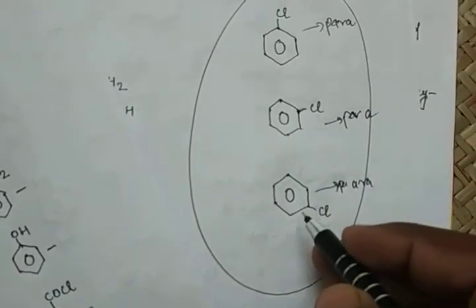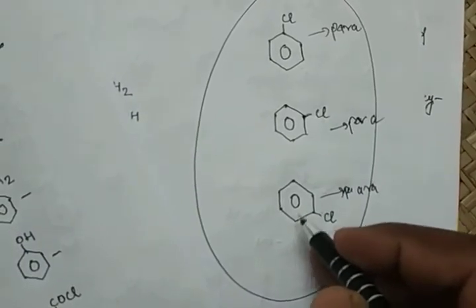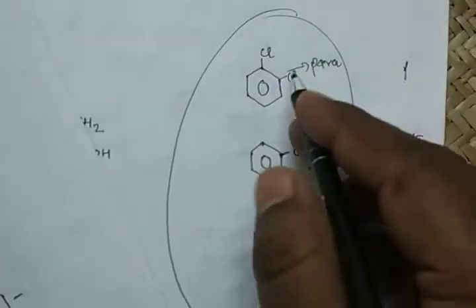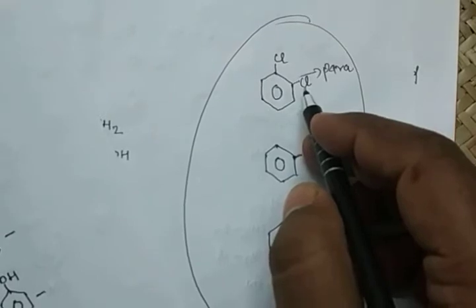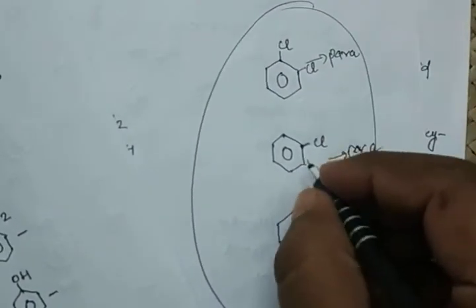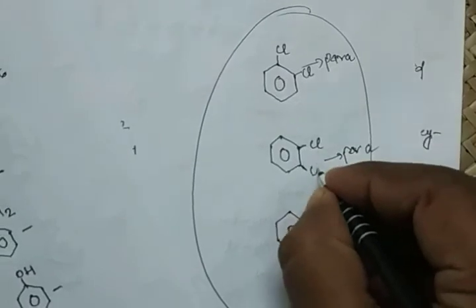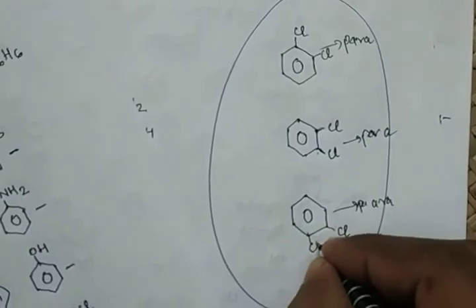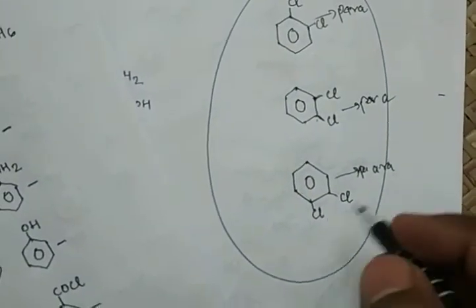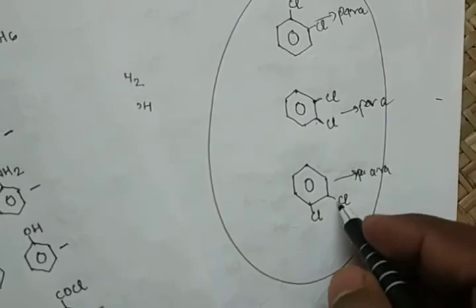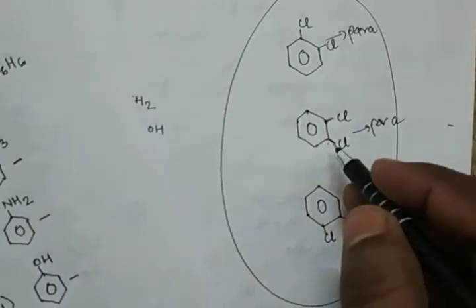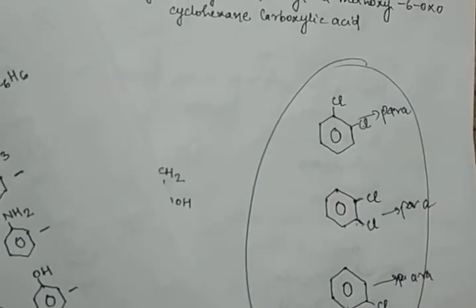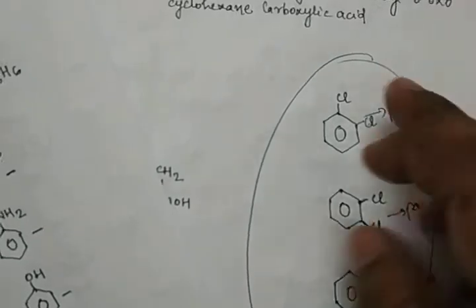Now chlorine. Then this is para, this is ortho, this is meta. Suppose one chlorine is also attached here. So this is the ortho position. This is para, this is ortho. Now suppose there is a chlorine group. Suppose you count from both sides. This is para, so this is ortho. Clear? 100% clear? Okay.